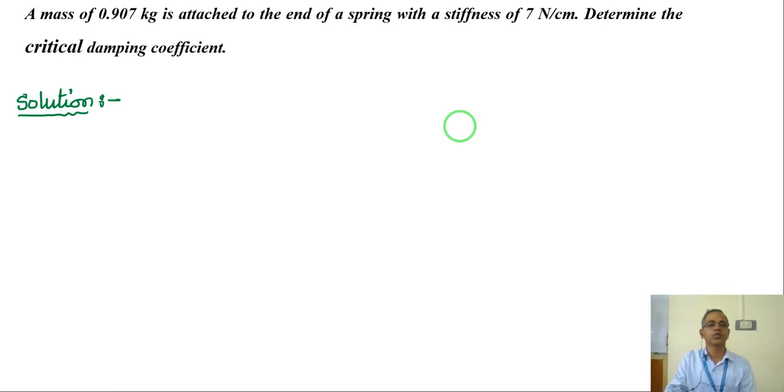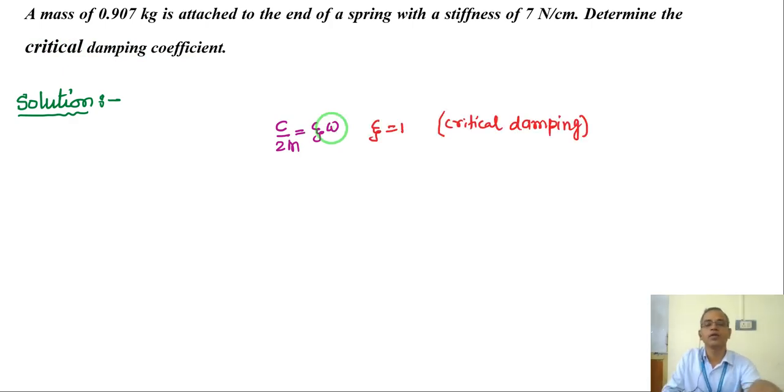So the solution goes as follows. First, since it is asking for the critical damping coefficient, which is C, and we also have a relation C by 2m equal to xi omega. Xi is the damping ratio, but when he is saying critical damping, that means xi equal to 1. When xi equal to 1, the C will become 2m omega.